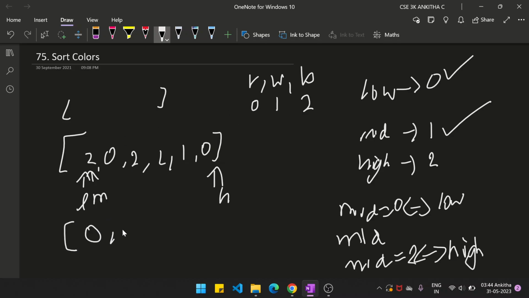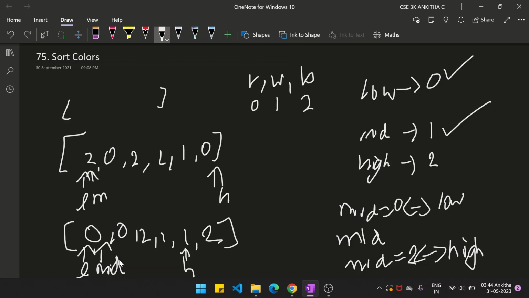So this is now 0, 2, 1, 1, 2. Here low and this will be the mid. Now one thing is confirmed: we have exchanged the 2 with the high value, so high is of course 2. There cannot be more than that, so we can decrement the high value now. We cannot increment low or mid because we don't know what we have exchanged with the high value. This high value can be 1 or 0, that we don't know. But we are sure that this high value is 2. That's why we decremented the high by 1 position and mid is at the same position.